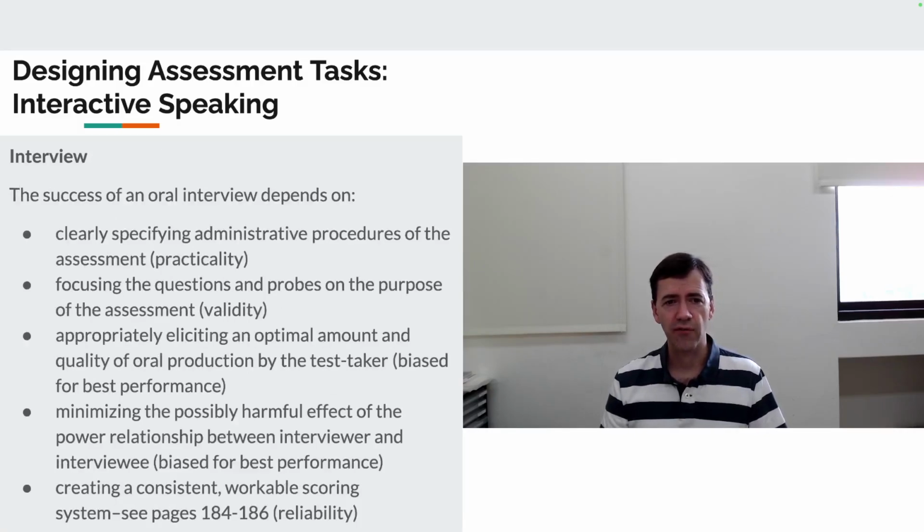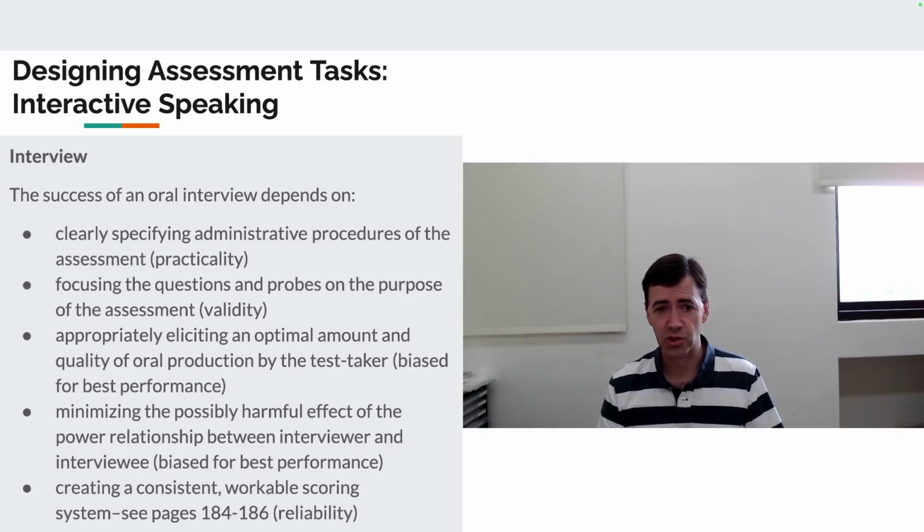Okay, so if you're using an interview, the success of it depends on some factors. Clearly specifying administrative procedures of the assessment. So you need to think about this for practicality. For validity, you need to focus the questions and probes on the purpose of the assessment, and they need to match your learning objectives. Appropriately elicit an optimal amount and quality of oral production. So you are trying to get their best performance. And also minimizing the possibly harmful effect of the power relationship between interviewer and interviewee.